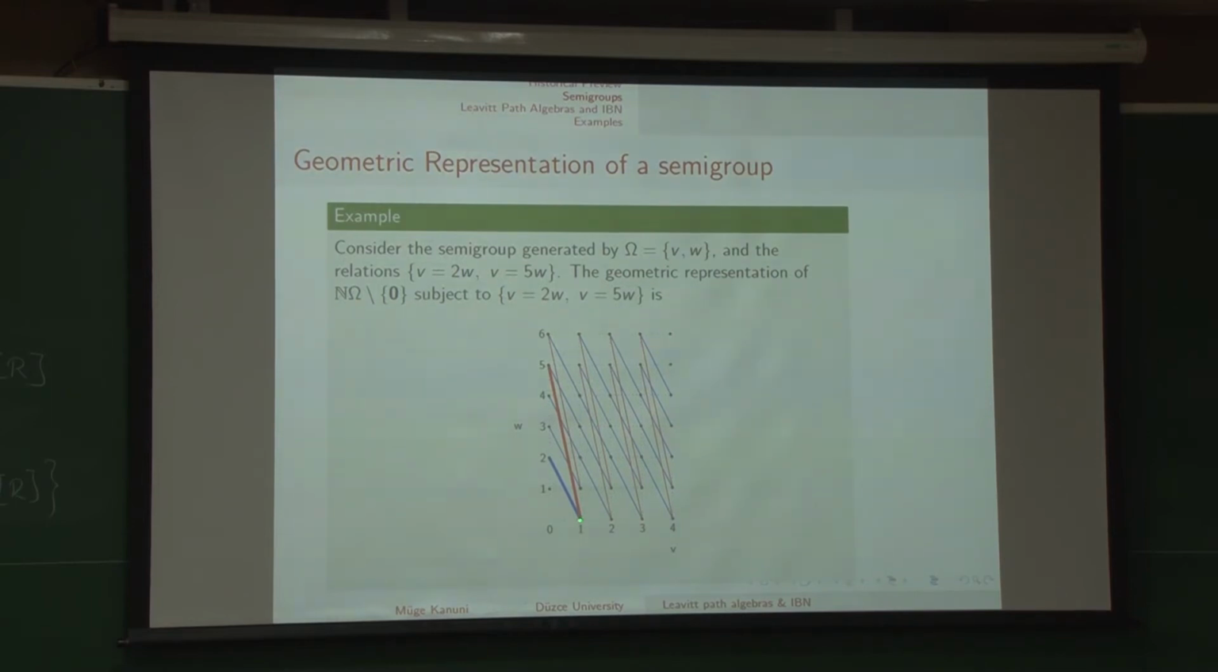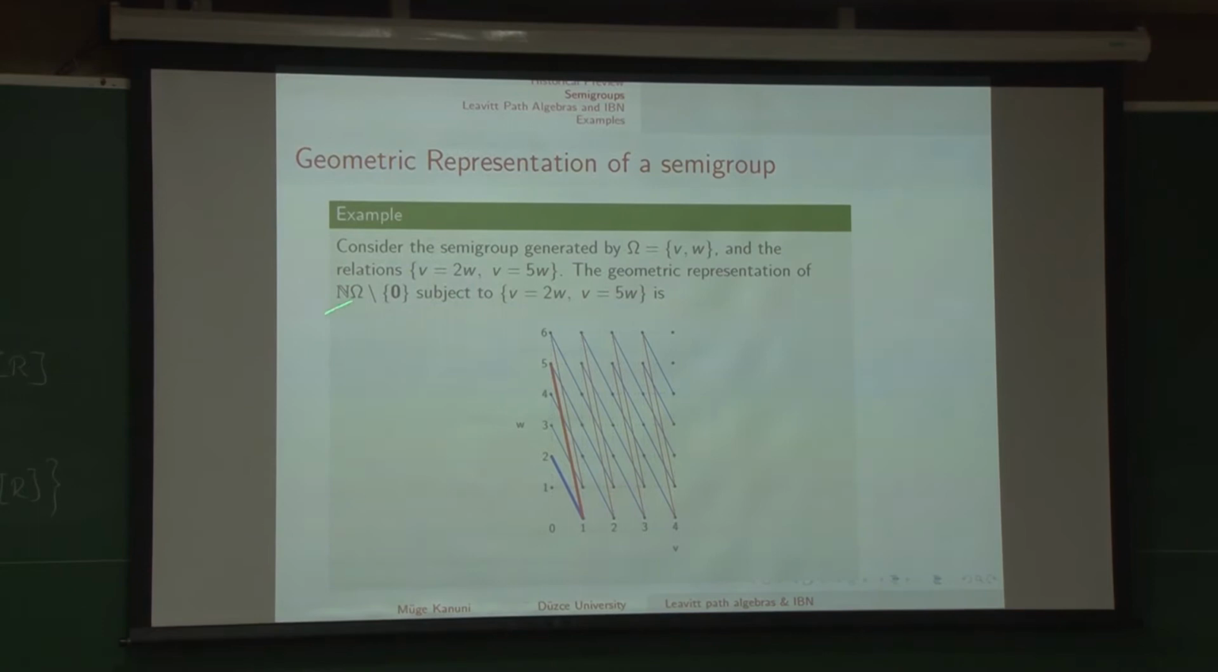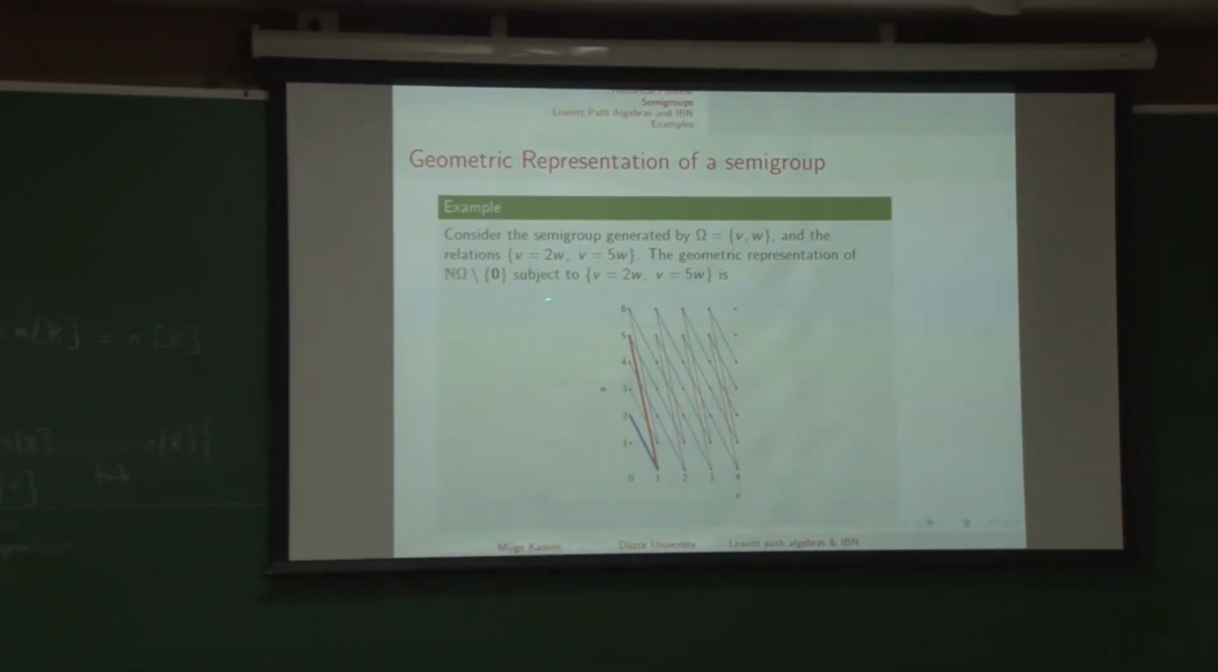The point 1, 0 represents W. This is 2W, 2, 0. 3W, 4W, etc. And the y-axis is omega, 2 omega, 3 omega, 4 omega. This point right here is the point 2, 2. So it is 2V plus 2W. So that's how I represent all the elements in N omega minus 0. Well, I don't want to include 0, so I took that out. All the black dots that you see are elements in N omega minus 0.